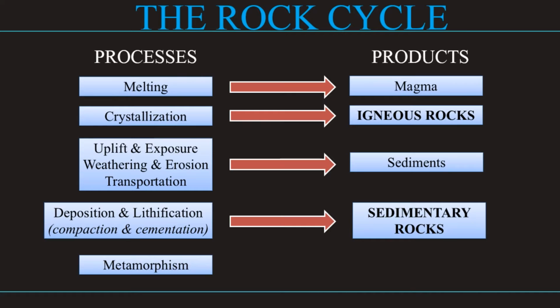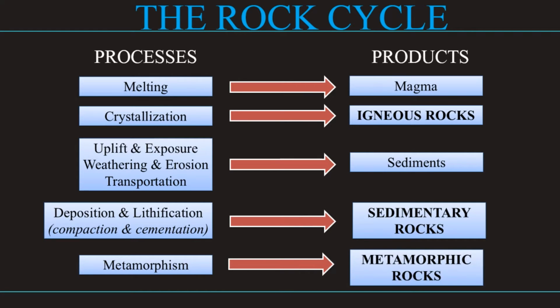And the last process is metamorphism. When either a sedimentary rock, an igneous rock, or also a metamorphic rock is exposed to too much heat and pressure, it can later form a new type of rock, which is a metamorphic rock.